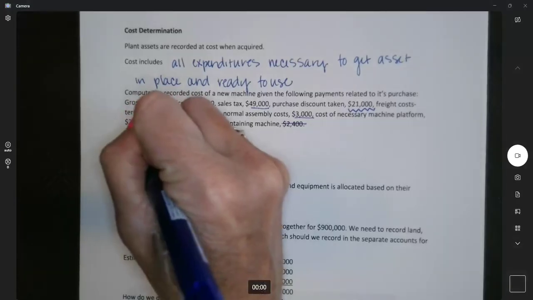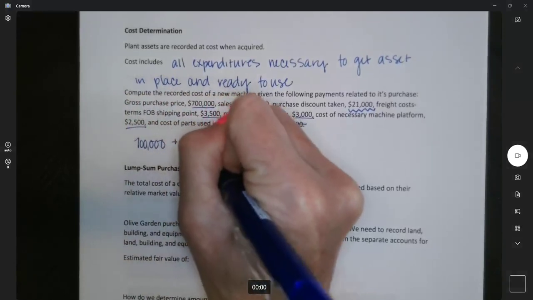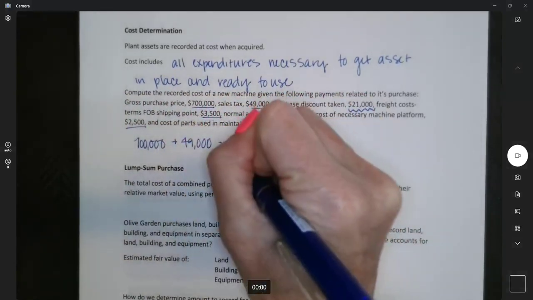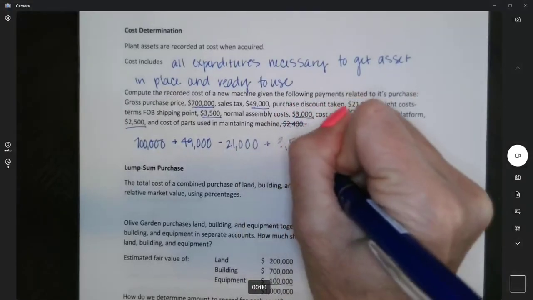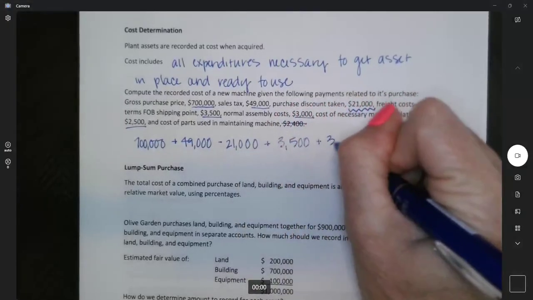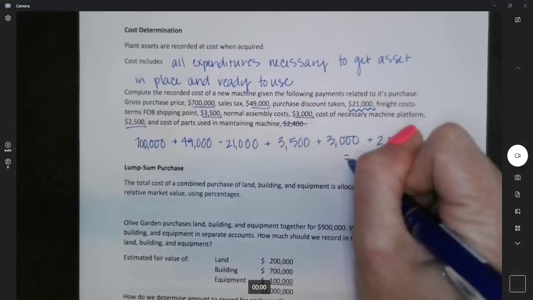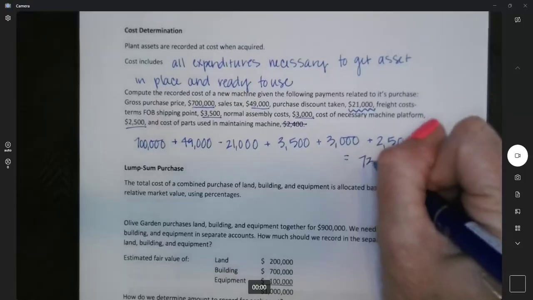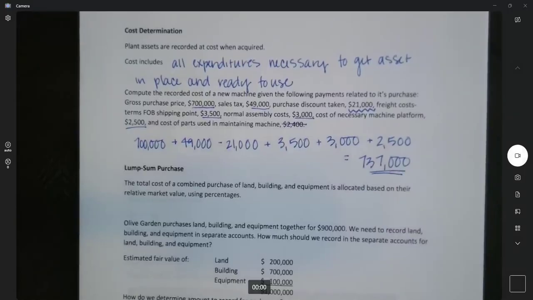So we'll be adding $700,000 plus $49,000 minus that discount of $21,000 plus $3,500 plus $3,000 plus $2,500. This is going to come out to $737,000. That's what we would record for the asset in our books.